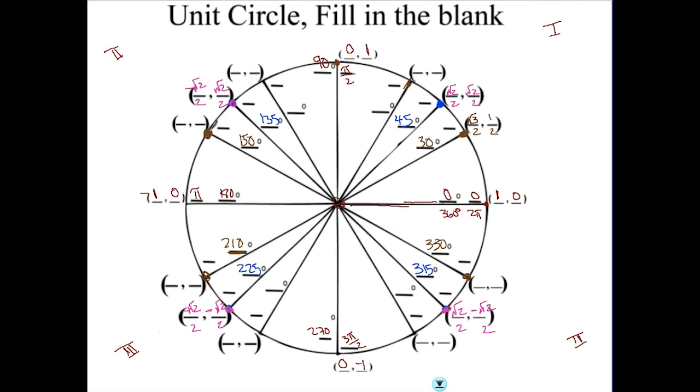This reference, the cosine, the x value is negative root 3 over 2. The y value is positive 1/2. Down here, the x value is negative root 3 over 2. The y value is also negative 1/2. And then over here, the x value is positive, and the y value is negative.